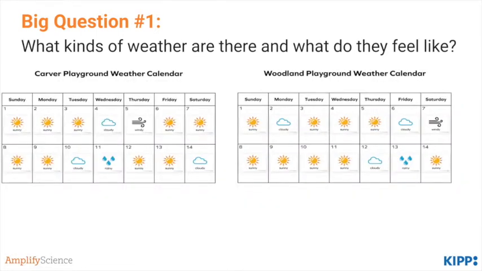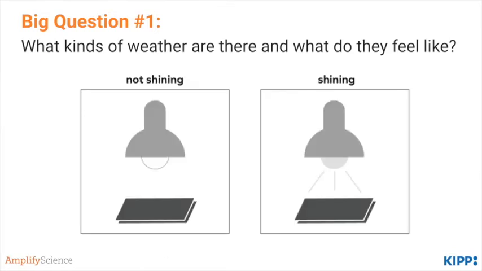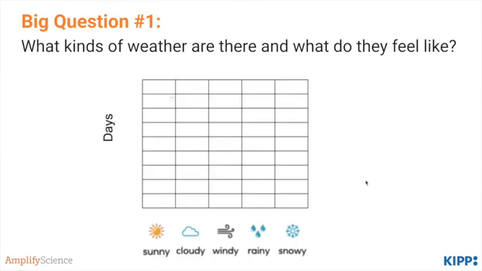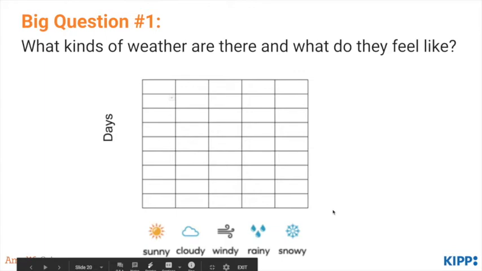So students look at a record of the weather at both playgrounds over several weeks and use that information to create a graph of the weather at each playground. Once they count up the columns, they realize that these two playgrounds have had the same number of sunny, cloudy, windy, rainy, and snowy days as each other. So the weather is actually not a factor in the differences between these playgrounds.